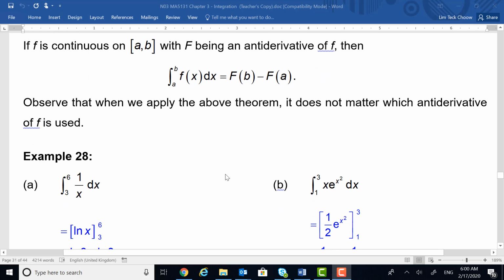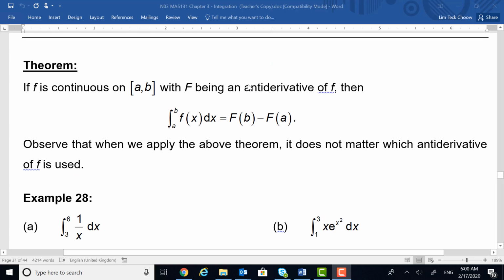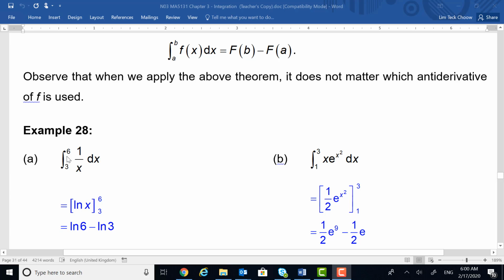Like example 28a, to compute this so-called definite integral using the first fundamental theorem of calculus, what you first do is integrate 1 over x to give you ln x. So ln x is actually termed the antiderivative of 1 over x. Over here you can see the word antiderivative is used. And then you put in the upper limit 6 into x, and after that the lower limit 3 into x, and then take the difference.